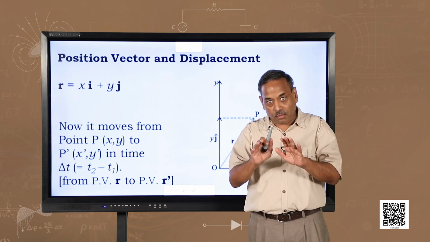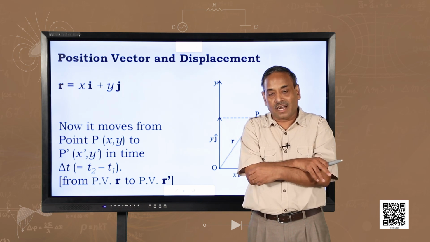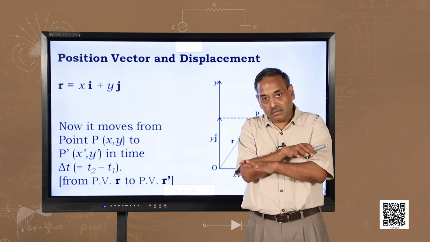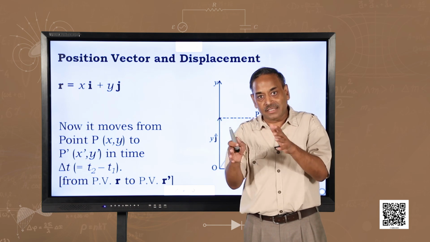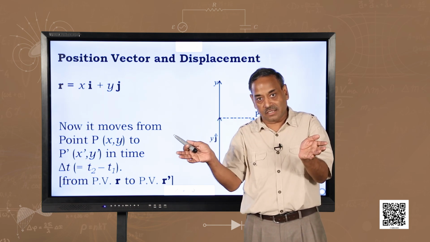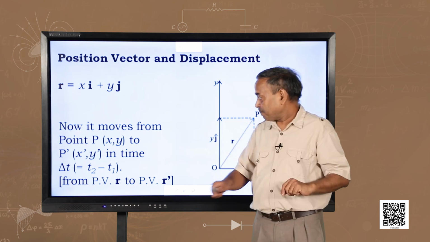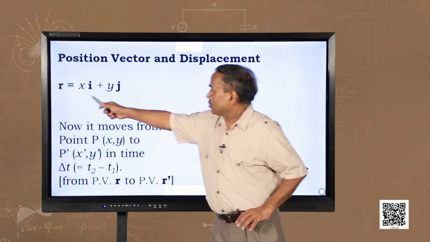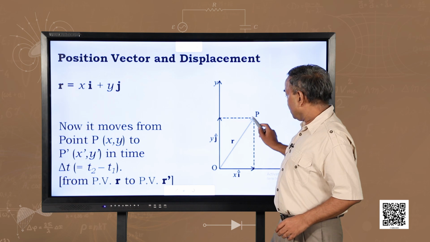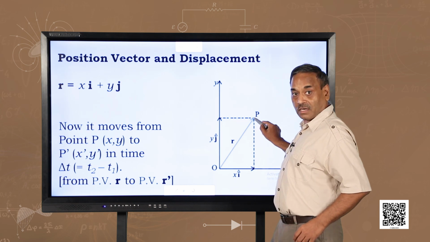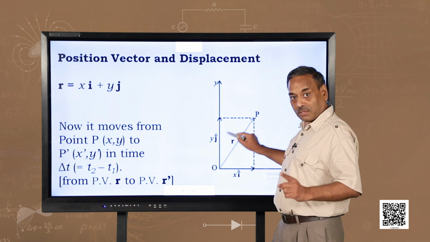I have been able to show you how you can extend the 2-dimensional theory to 3-dimensional theory. In place of i and j, you can take i, j and k together. From now on I will restrict myself to 2-dimensional theory only. So, R is a vector, the position vector, given by x i plus y j. Position vector means the point where the object is, with respect to this origin.